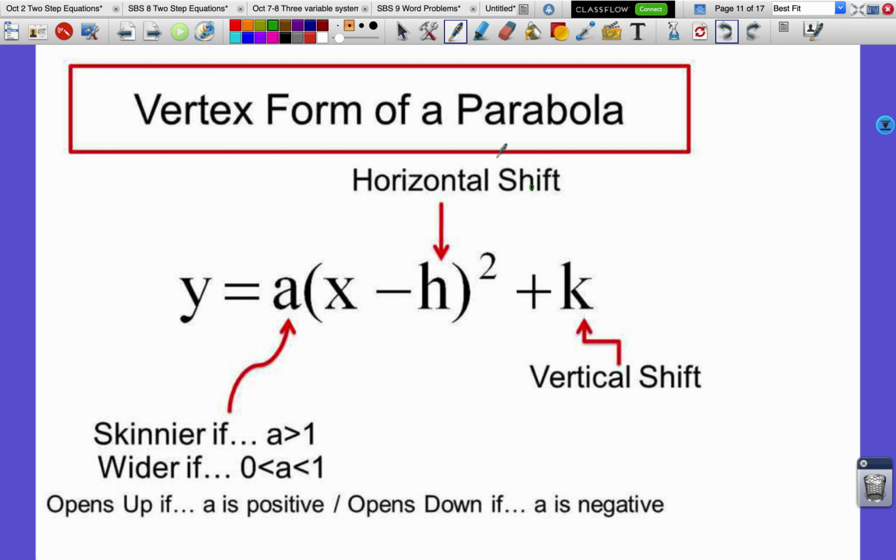All right, another way to think of H and K is horizontal shift and vertical shift. It moves the vertex, but it also moves every single other point that same amount left and right, up and down. And then A works the exact same as with those V-shaped graphs. The parabola is skinnier if A is greater than 1. It's wider if A is between 0 and 1. It opens up if A is positive, opens down if A is negative. You can pause this and copy down all this information too if you want.